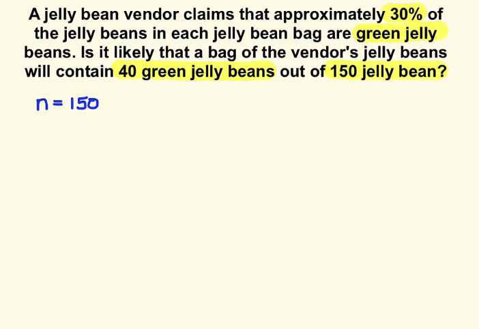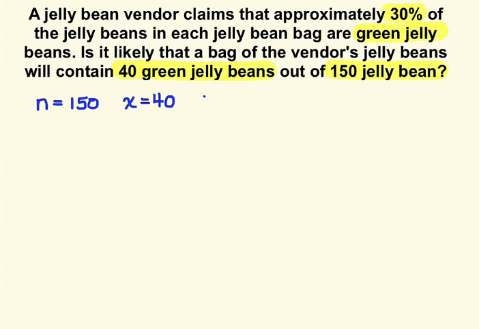Well, the outcome is actually that we found 40. And our question is, is 40 reasonable? So we're not going to find the probability of 40 at this time as we did in the last lesson. Instead, we're going to find the mean and standard deviation.